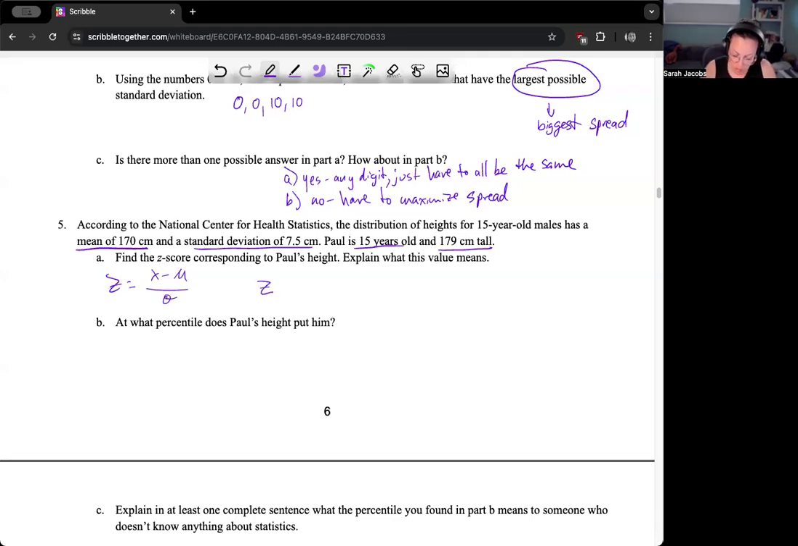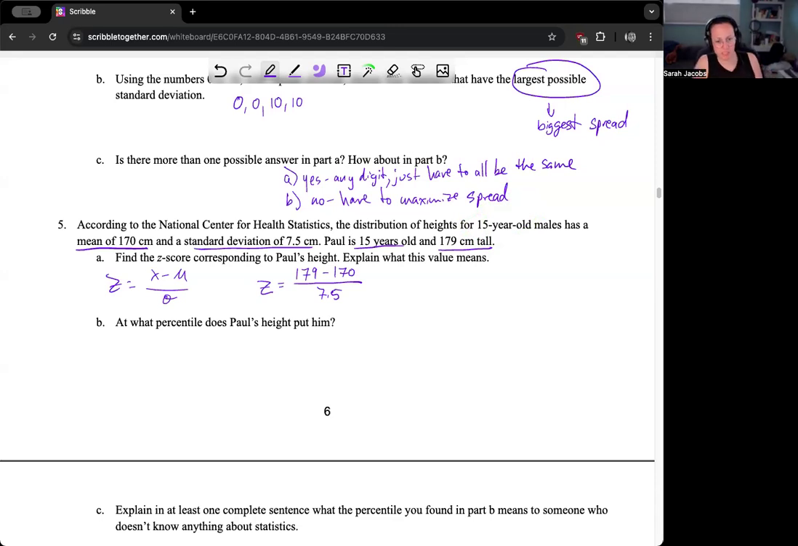I would say always write down your formulas and then fill them in. So Paul is a 15-year-old male. His actual height is 179. His expected height is 170 centimeters. And the standard deviation is 7.5.